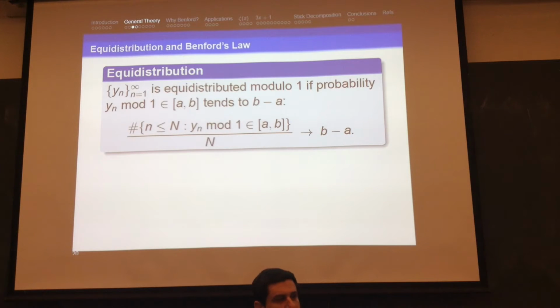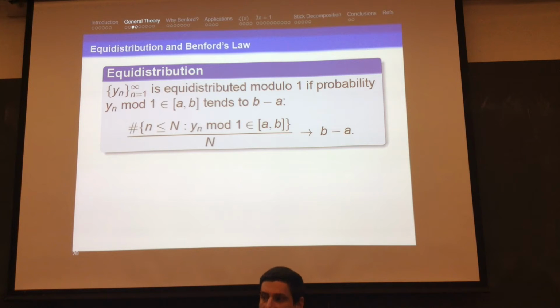Okay, so one of the big results is equidistribution. So we'll say a sequence is equidistributed mod 1 if the fraction of the time it lands in an interval [a, b] is just equal to b minus a. So we'll assume [a, b] is some subinterval of [0, 1]. If it's 1/3 to 2/3, well then the measure of that interval is 1/3.